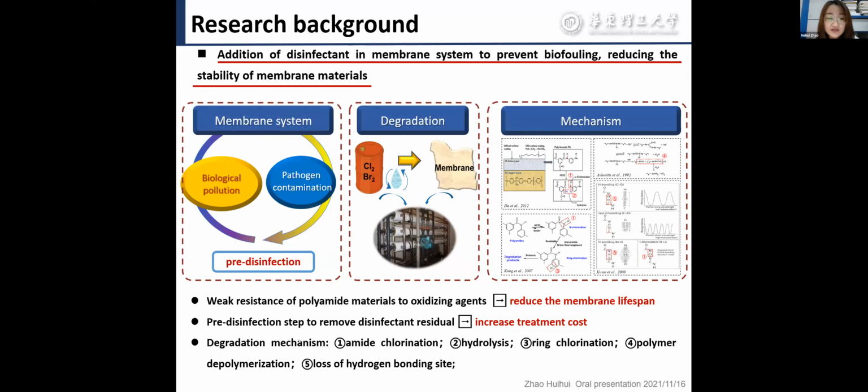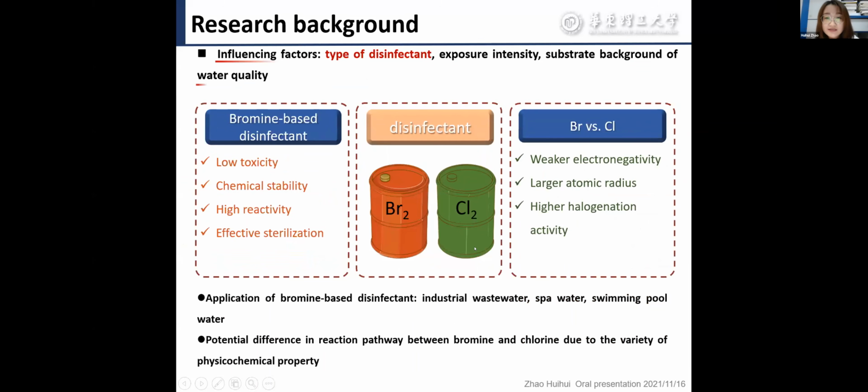The common degradation mechanisms include amide chlorination, chlorination promoted hydrolysis, ring chlorination, depolymerization, and the loss of hydrogen bonding sites. Chlorine is the most used disinfectant in water treatment, and it is affected by various factors, such as the type of disinfectant, the exposure intensity, and the substrate background of water quality.